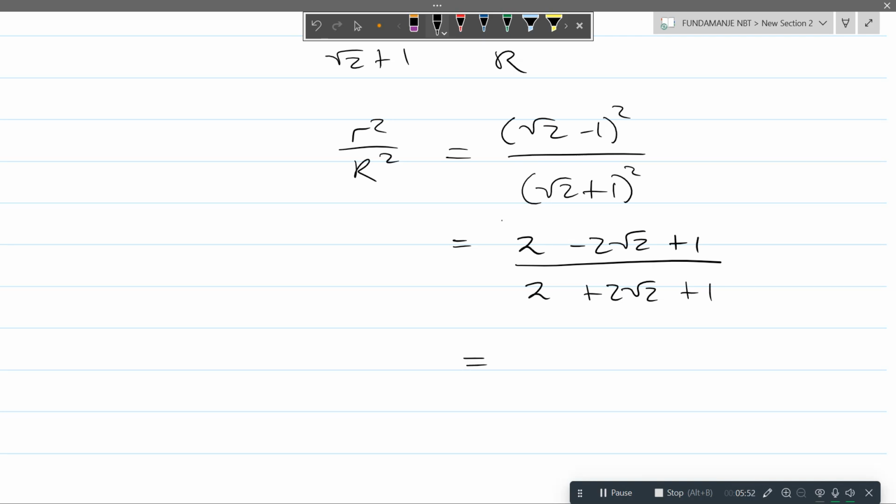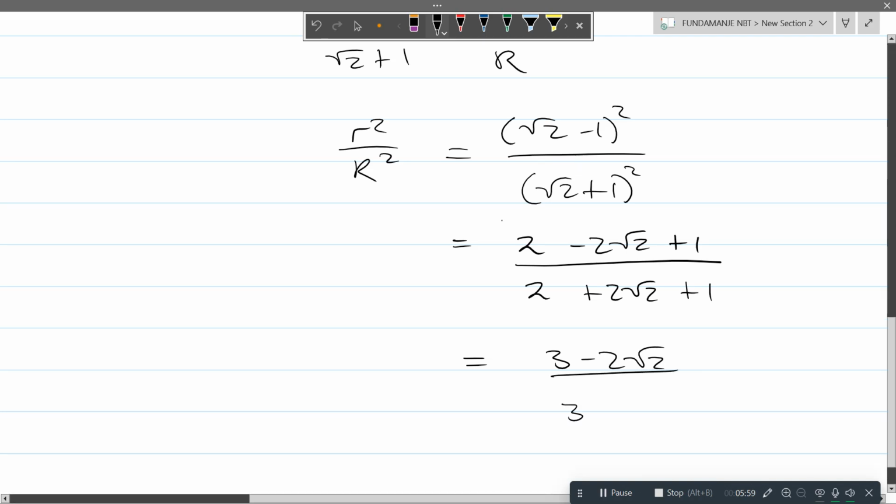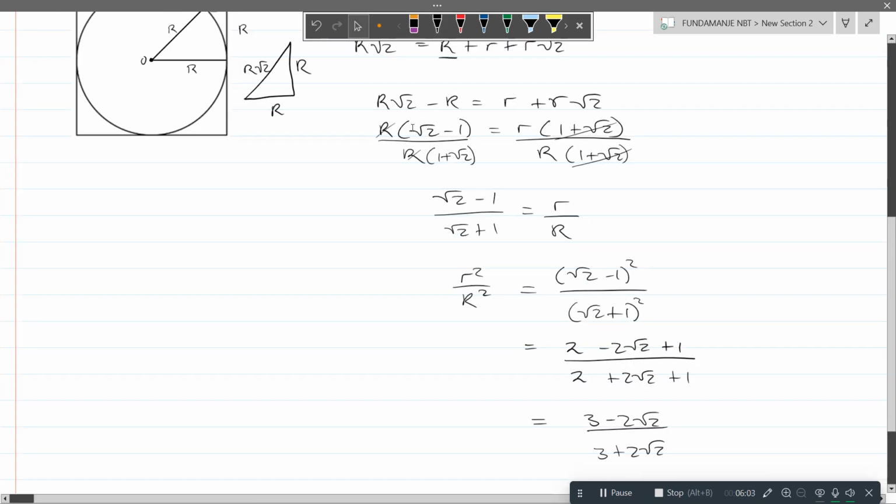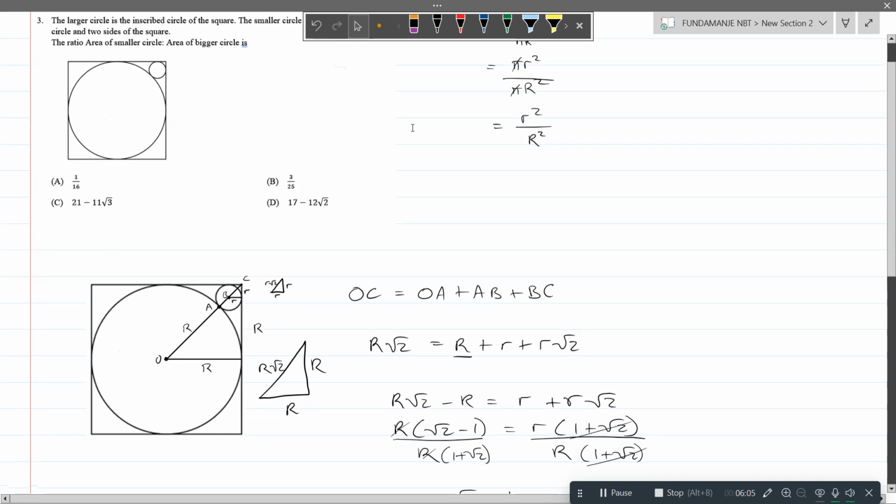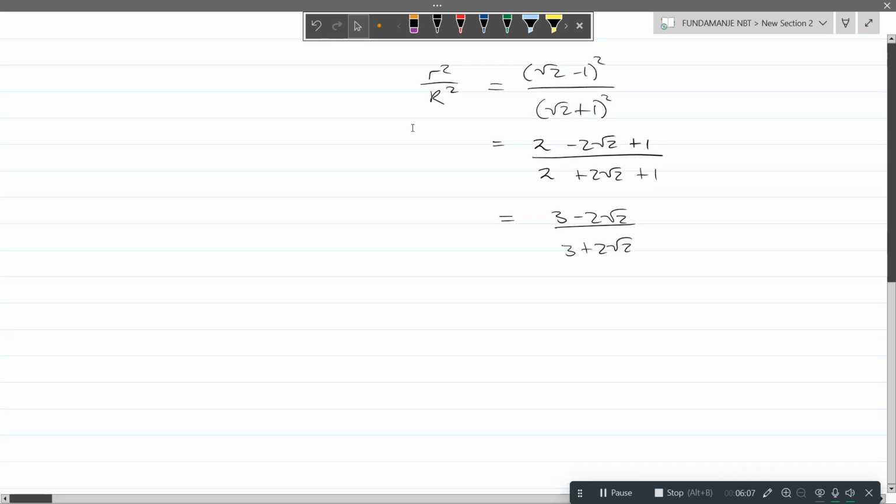Then we can simplify this further. 2 plus 1 is going to be 3. 3 minus 2 root 2 over 3 plus 2 root 2. Now let's take a look at it again to see if this option is there. Okay, it's not, which means we can simplify it even further.